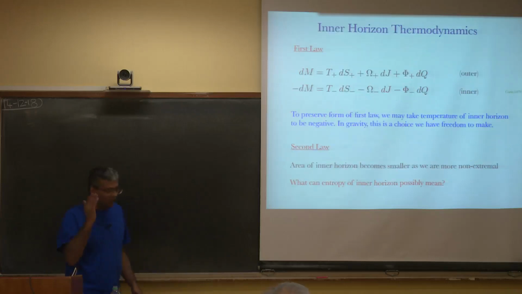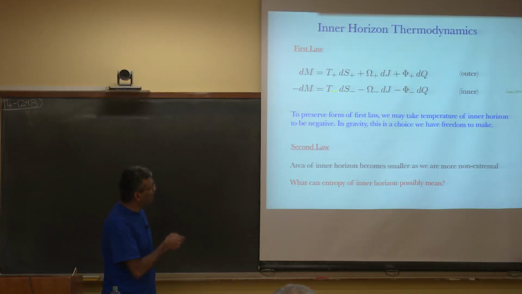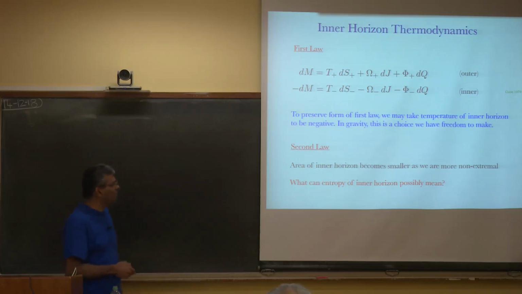Okay, so as anticipated by the comments in the audience, there is a first law you can write for the inner horizon. This was first written down in the late 1970s by someone named Kerr. And the form of the solution that was originally written down had these minus signs. So you can absorb the minus signs into the T's and the omegas and the phi's that appear. And as we said, when T is negative, this just means the area of the inner horizon becomes smaller as you become more non-extremal. So is there nothing wrong with having a negative temperature in gravity? It's not as though it's a laser or anything like that. It's just a negative temperature.